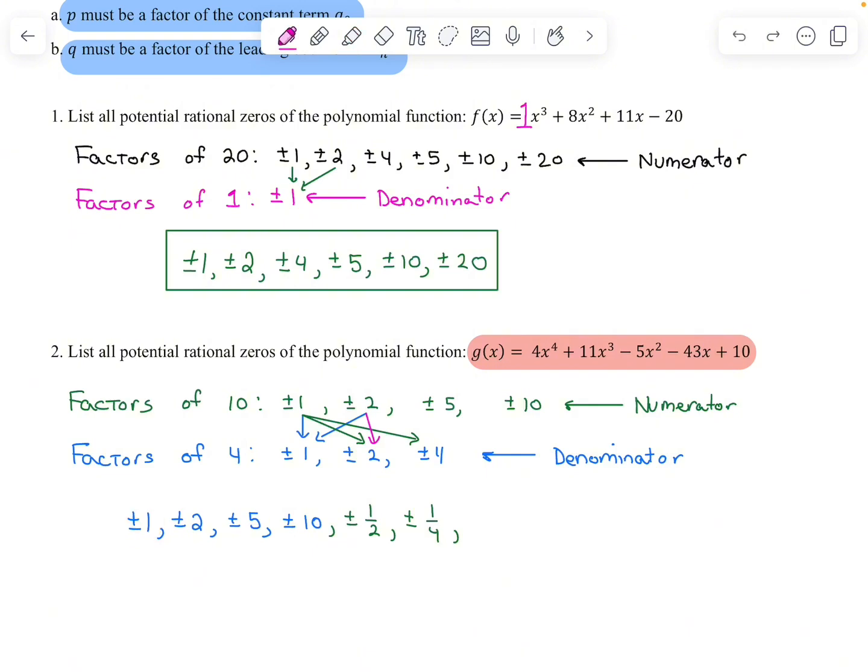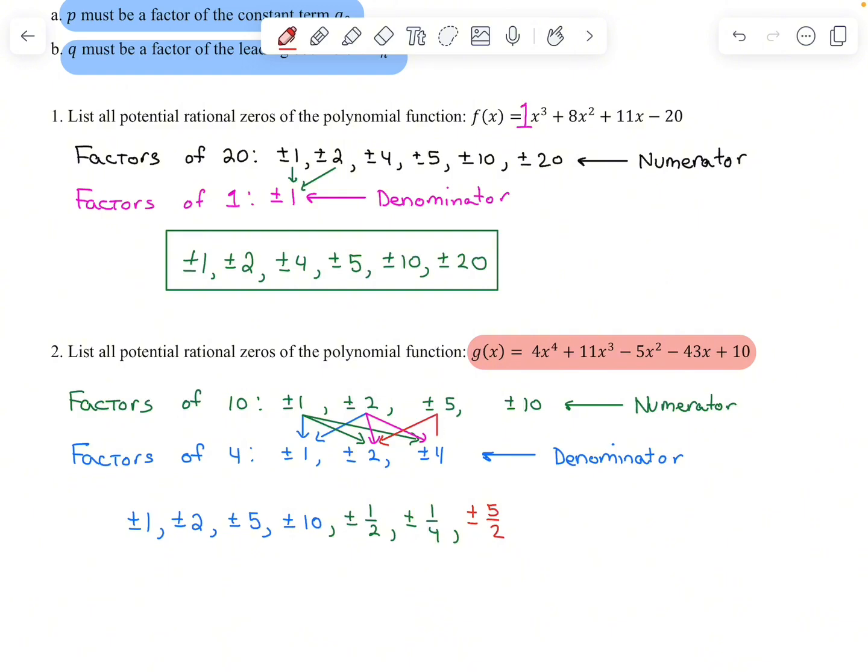The same goes for plus or minus 2 divided by plus or minus 4. That is plus or minus 1/2. And plus or minus 1/2 is already in the list, so I'm not going to write that number again either. Now I'm going to take plus or minus 5 and divide it by plus or minus 2. And that is plus or minus 5/2.